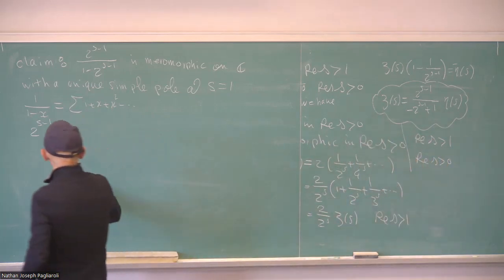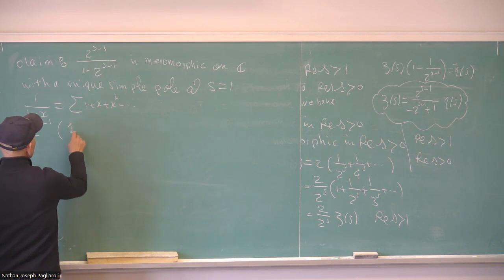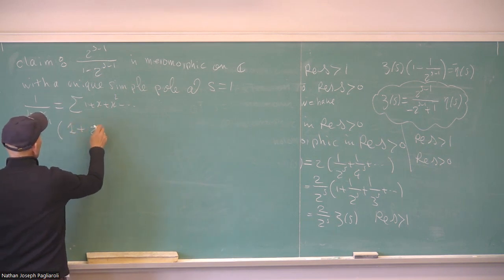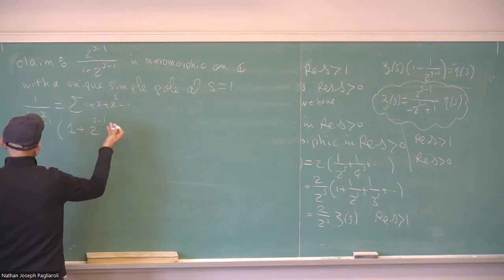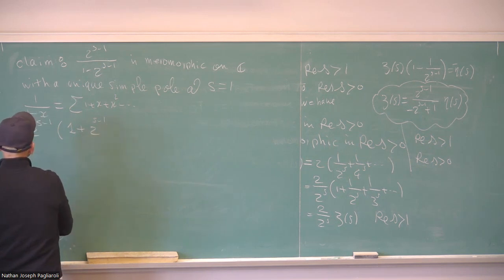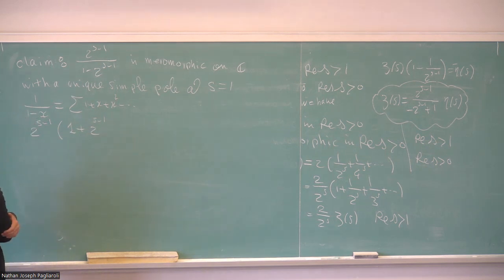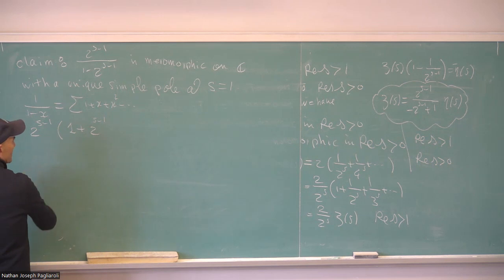Okay, so I just write it as 1 plus 2 to the s minus 1. But you see, it still doesn't help me. I want something else. No, I want to see some 1 over s minus 1 factor plus phi of s here.